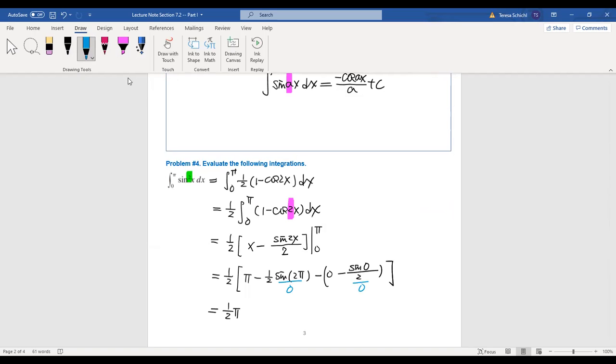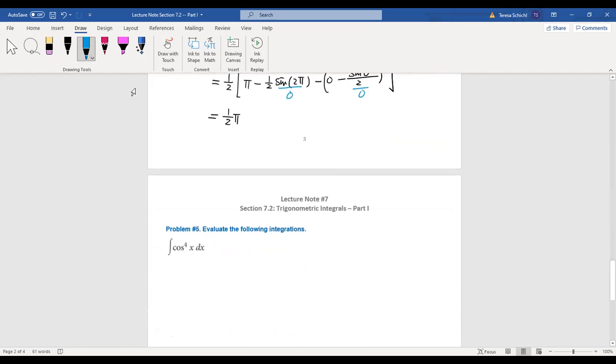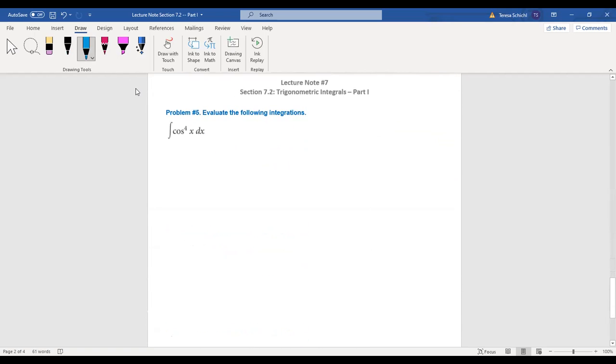All right, now let's take a look at our next one, which is cosine to the fourth power of x. Oh boy, this is another even power. So let's start with cosine to the fourth of x. It's cosine squared, the whole thing squared, dx.